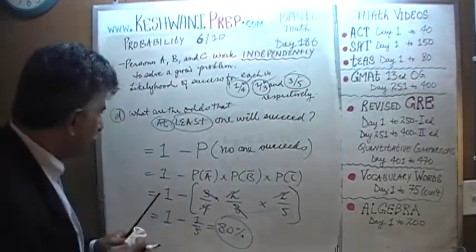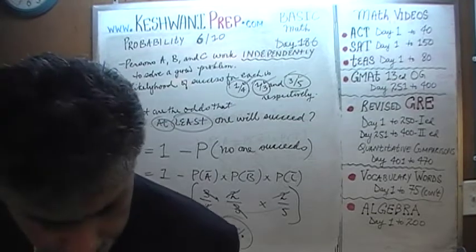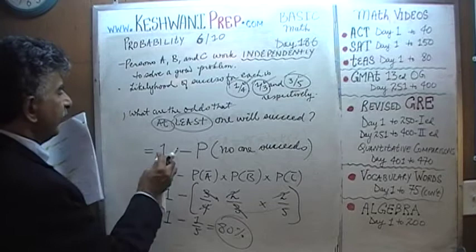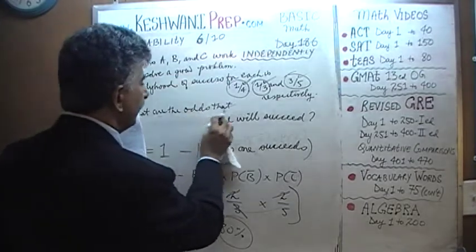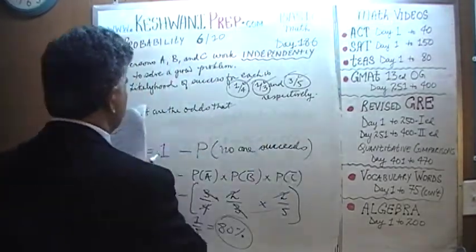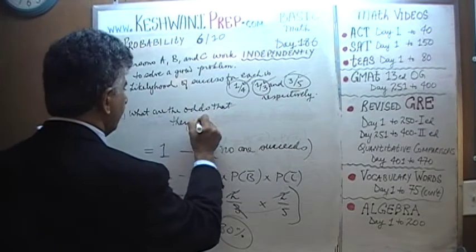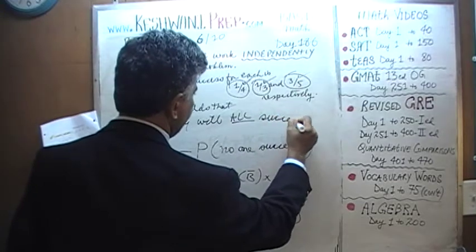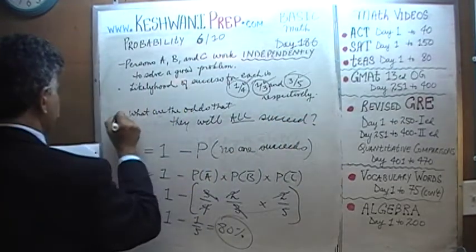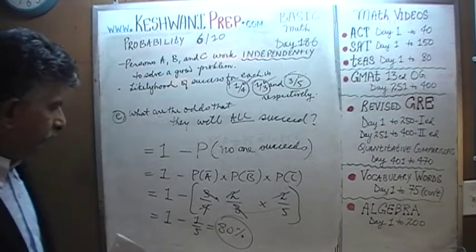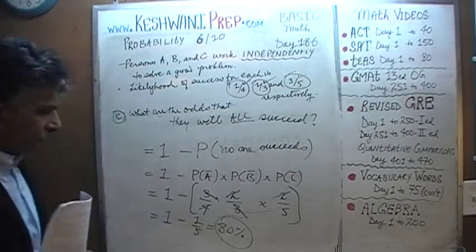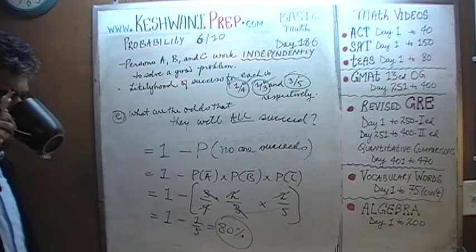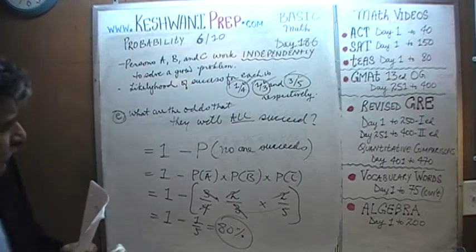Let's carry on. Let's do one more. One last one. Part E, what are the odds that they will all succeed? What are the odds that they will all succeed? Let's find out. That's it. We're done with this part. Just give me one brief second before I erase it. What are the odds that they will all succeed?